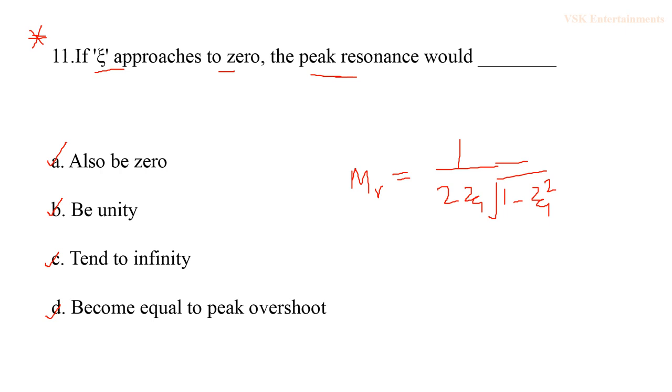Here the question is, if zeta approaches 0, means by considering zeta equal to 0, we have to find out the MR value. If zeta is 0, the MR value becomes 1 by 0, that is nothing but infinity. So if zeta is 0, the peak resonance is infinity. So option C is the right answer for this one. That is, if zeta approaches 0, the peak resonance would tend to infinity.